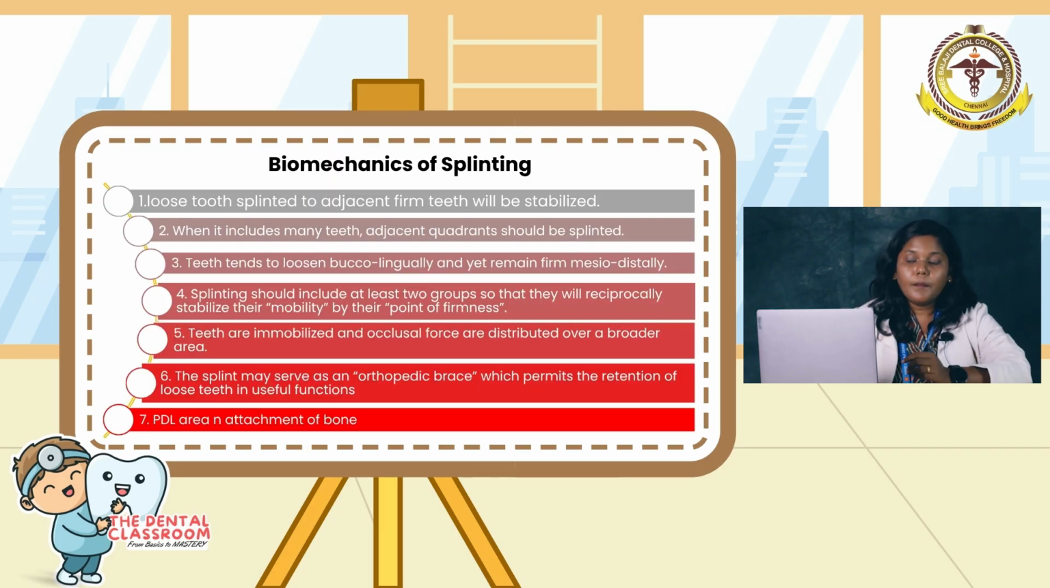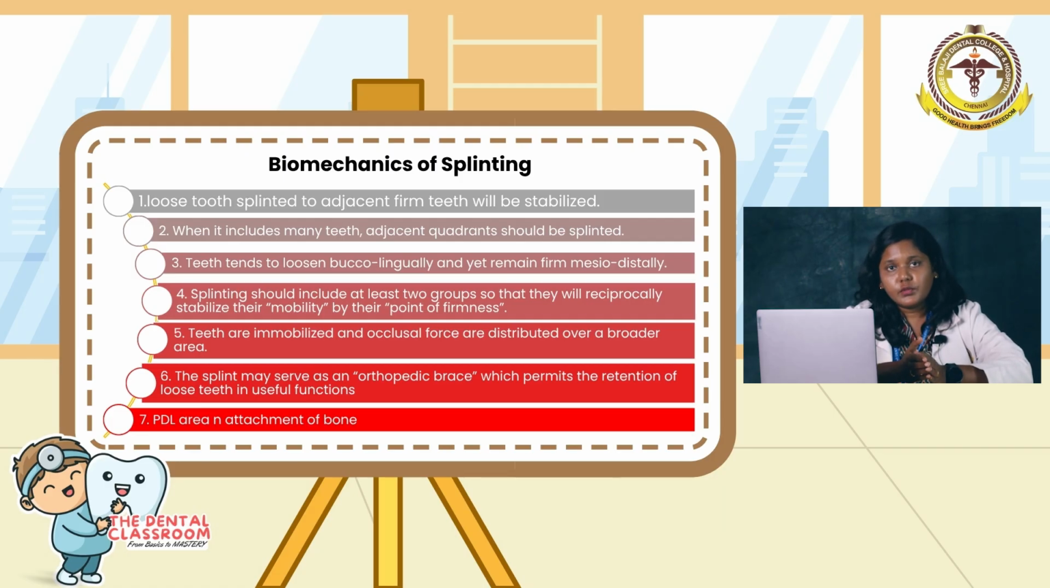So now coming to the biomechanics of splinting. How will you do it, and what are the things you have to consider before splinting the teeth? The loose teeth, because we are doing it for mobile teeth, should be splinted to adjacent firm teeth. When you have a larger number of mobile teeth, you can also include the adjacent quadrants for splinting. When you are splinting, you can ensure that the teeth will be firm mesiodistally, but they may be slightly mobile buccolingually. And these splints can act as an orthopedic brace, which helps in retaining the mobile teeth in a functional position.